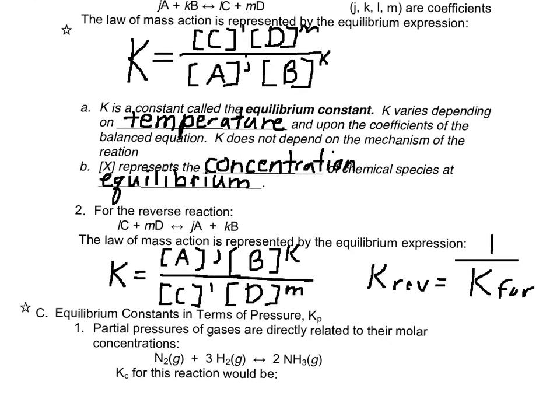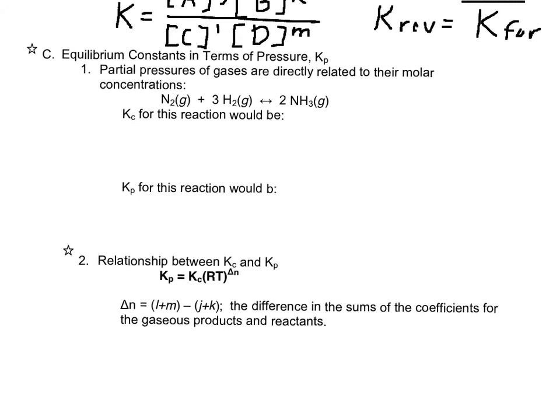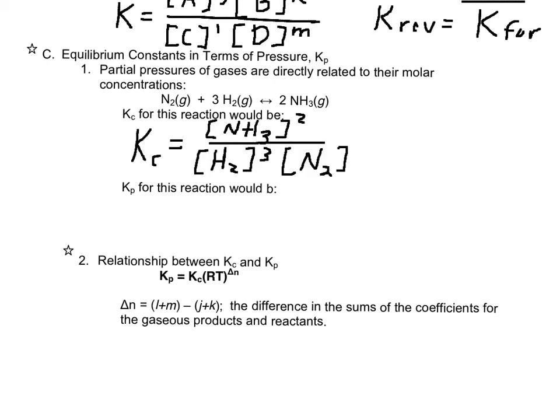Now, like I told you before, we do not include pure liquids or pure solids in equilibrium expressions. We do use solutions, and you can also use gases. The reason is that the concentration of gases is directly related to their pressures, so you can use pressures to do concentrations of gases. For example, if I was looking at this reaction right here and wanted to do the equilibrium expression for it, it would look like this. This would be the equilibrium expression for concentration. However, if I was asked to solve for Kp, this is the equilibrium expression for pressure.